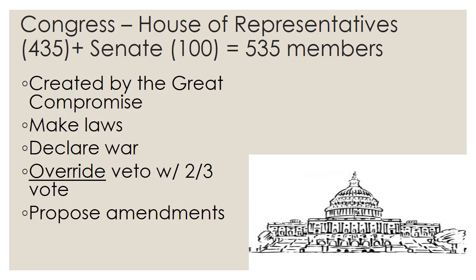So Congress is the combination of both the House of Representatives and the Senate together. In total, there are 535 members of Congress. This was created by the Great Compromise that we talked about in Unit 1, and these are the people who make the laws. They also have the power to declare war. So it's not just the House, it's not just the Senate, it's Congress in total who declares war. They also override the presidential veto with a 2/3 vote. So it's really difficult, especially when you have party lines that people are trying to kind of abide by. And they have the power to propose amendments.